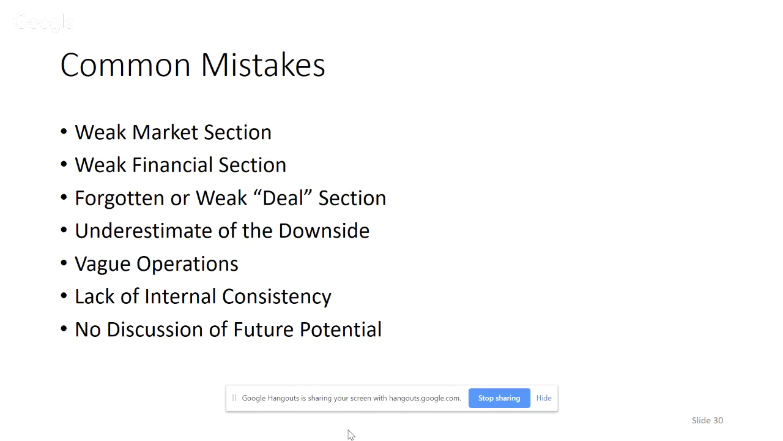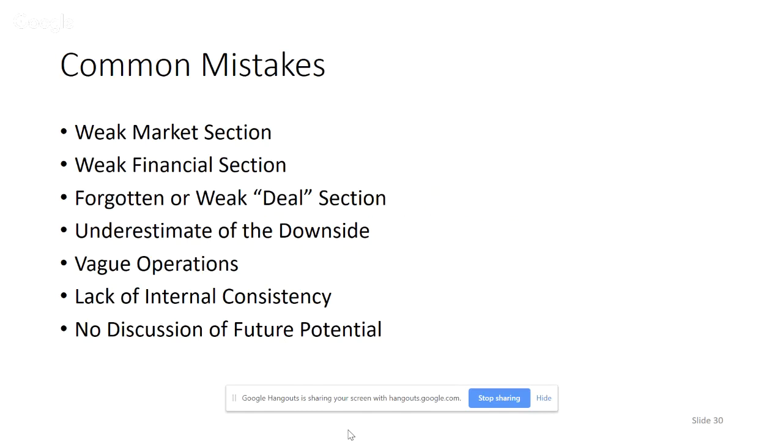What's the downside if things don't go well with your plan? Another one that I see is vague operations. People don't know how they know the market. They seem to have a good grasp on financials, but they don't know how they're going to deliver the value. And then lack of internal consistency. I talk about what makes a great business plan is that it is internally consistent.